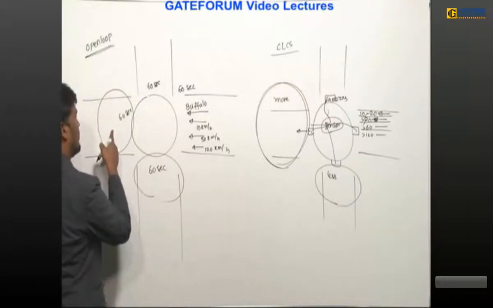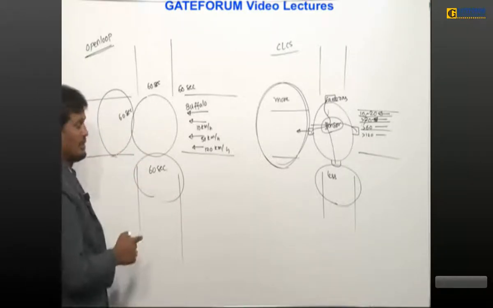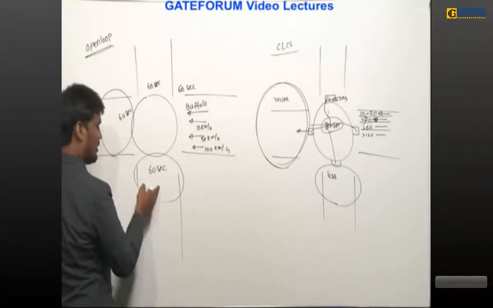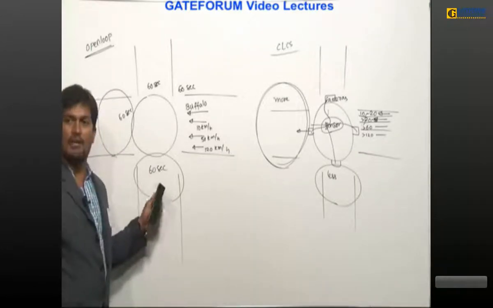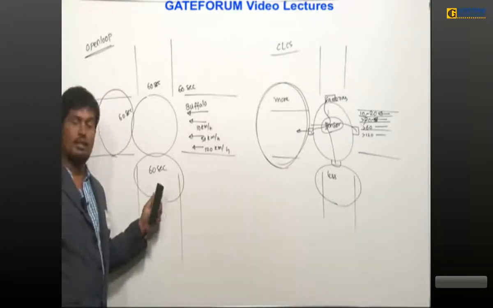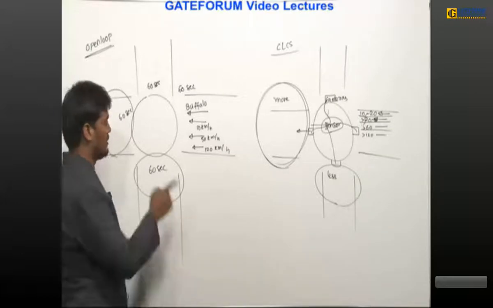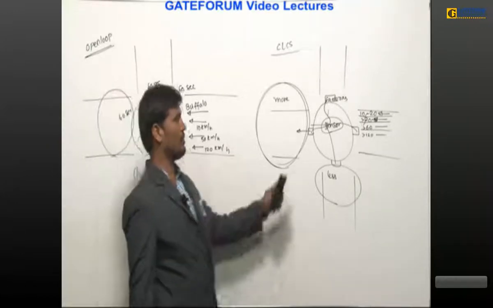Here vehicles are more and unable to cross the junction within 60 seconds. Here vehicles are less, and still 30 seconds of time is wasted. All vehicles cross the junction, and the remaining time is wasted. That is the reason why it is a less accurate system. The other one is a more accurate system.